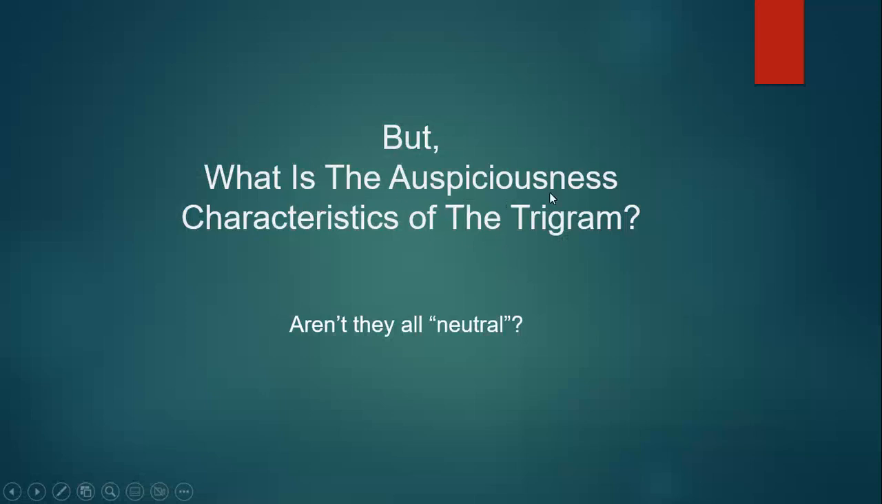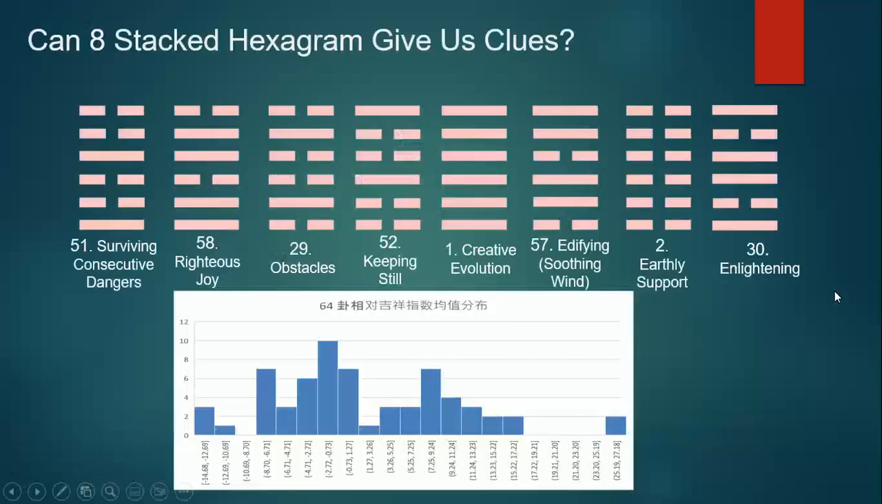So what are the auspiciousness characteristics of the trigrams? One would think they're all neutral. It's neither good nor bad, aren't they? So to answer that question, we first look at, from our quantitative I Ching analysis, see if we can deduce anything from the so-called 8 stacked hexagrams.